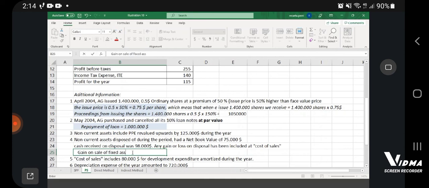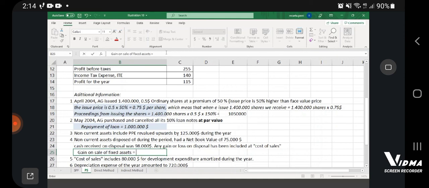They are the same thing. We have told you that whenever we receive more money than the value of this asset in our accounting books, we have a gain. And if the situation were different, in case we received less money than the net book value, we would have a loss. In this case, it's obvious we are having a gain because we are receiving $98,000, which is more than the net book value, and therefore we have a gain.